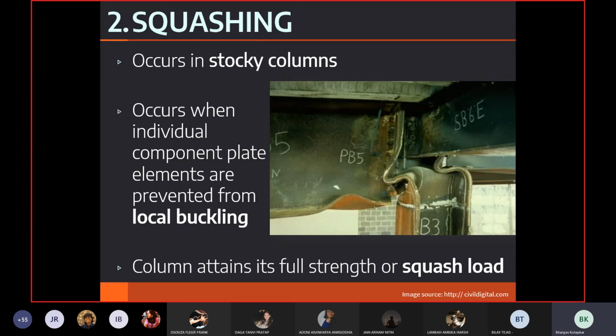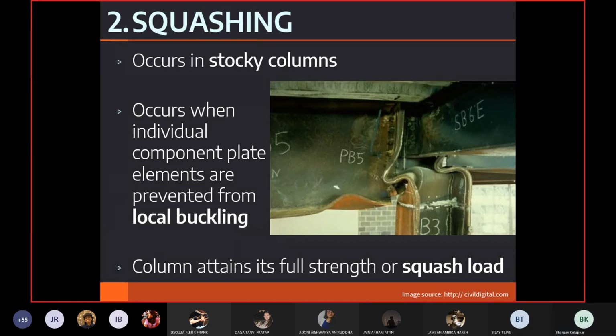But there are two conditions, and only if these conditions are met does squashing occur. The first is that there should not be any local buckling, because if there is any local buckling, the component has already failed and it cannot really reach its full capacity. And the second condition is that there should not be any global buckling.